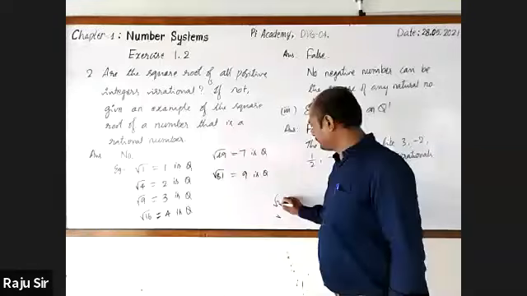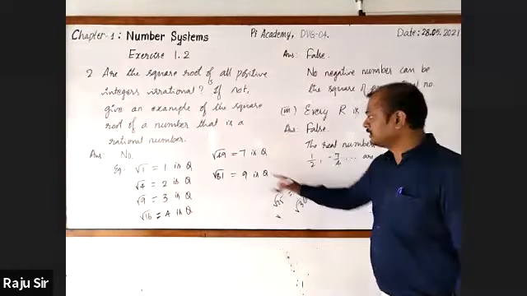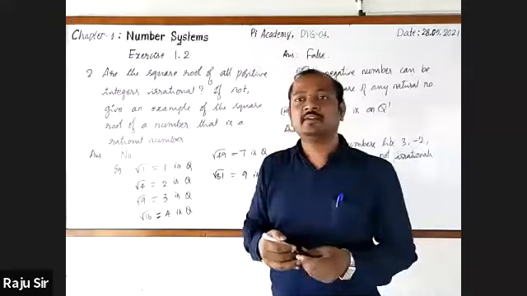Sir, 25 also will come, sir. Yeah, square root of 25 will also come. Because 100 will also come. Square root of 36 will come, square root of 49, square root of 81, square root of 100, 64, square root of 100, square root of 121.